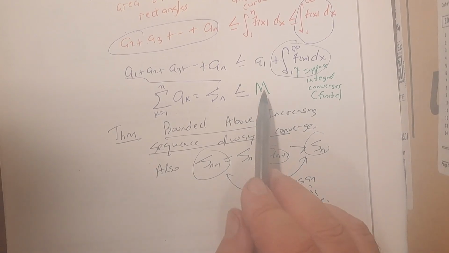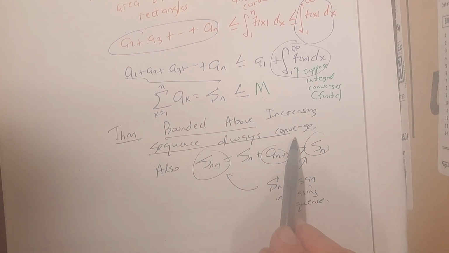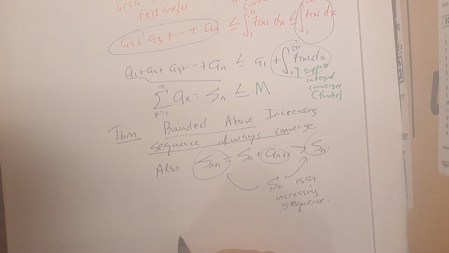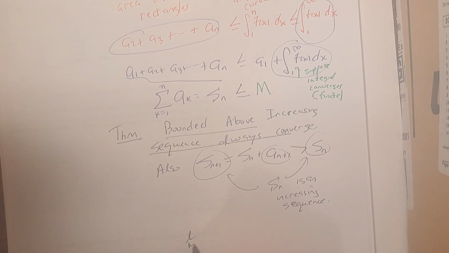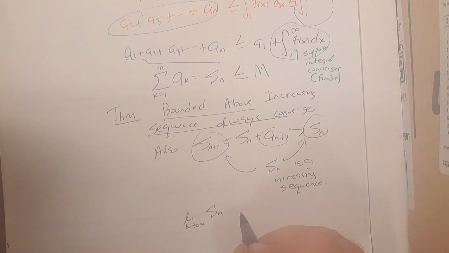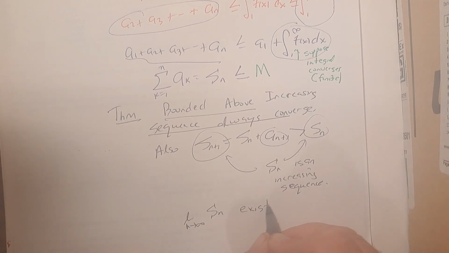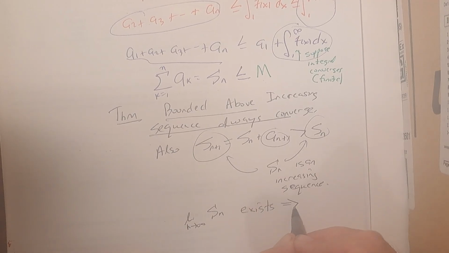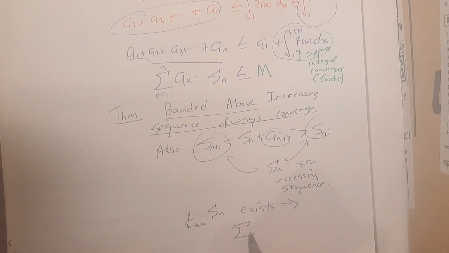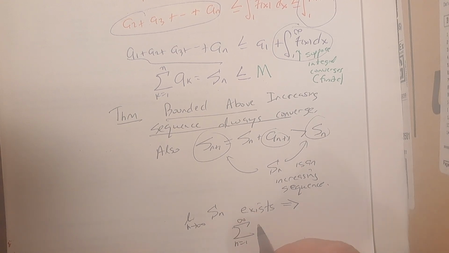And since bounded above increasing sequences always converge, that means that the limit as n goes to infinity of this series exists. And that means that this series converges.